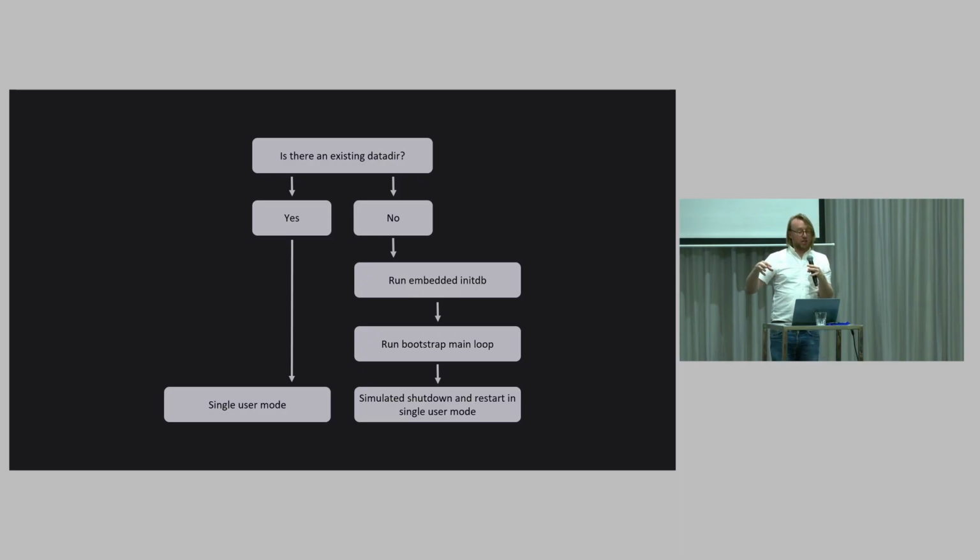When you start PGlite, it checks to see whether there's a data directory there. If there is, it just goes into single user mode. If there isn't, it runs the embedded initdb, which then calls the bootstrap main loop, which then does a fake, sort of simulated shutdown and restart back into single user mode. So without having to use multiprocessing, we've been able to get from nothing to a full Postgres running as a single thread.